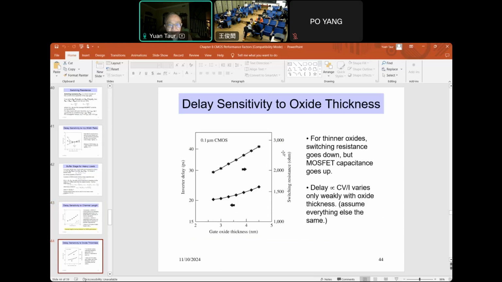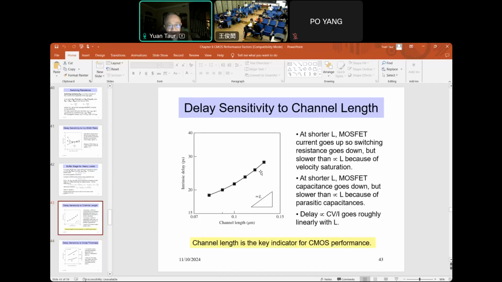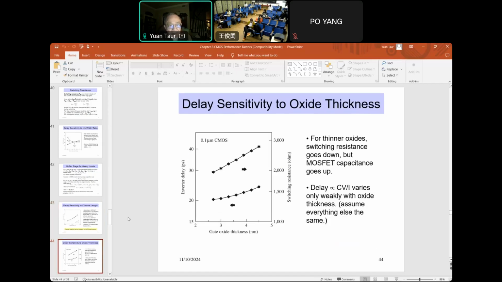Okay, the delay sensitivity to oxide is much less because if you thin down the oxide, delay will improve because thinner oxide gives you a larger current, but it also gives you a larger capacitance. Right? So they tend to offset each other instead of adding on top of each other. Like the channel length is good for current and also good for capacitance, but thinner oxide is good for current, but not good for capacitance.